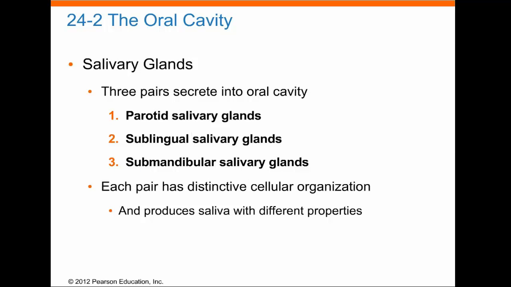The salivary glands, there are 3 pairs of salivary glands, and their location, if we look back at the mouth in cut section, or you have a look in your books, you'll be able to locate the parotid, the sublingual, and the submandibular. So it tells you where they are. So the parotid and the sublingual and the submandibular. Each pair has distinctive cellular organization, and they produce saliva with different properties.